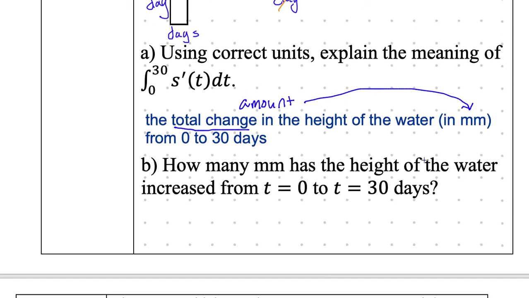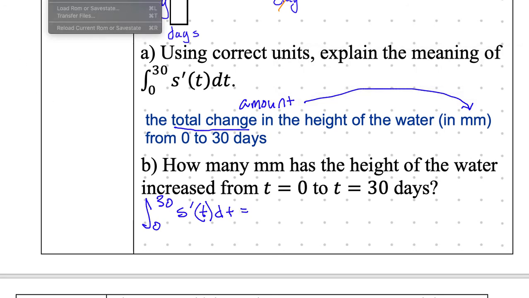Okay, let's try to do part B. How many millimeters has the height of water increased? And this is where we pull out our calculators. So I'm actually going to pull out this thing. I'm going to say, yes, we're going to find the integral from 0 to 30 of s prime of t dt. And we calculate that. So let me pull up my calculator as well.